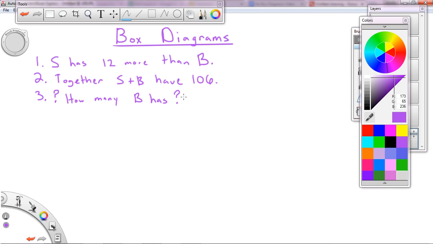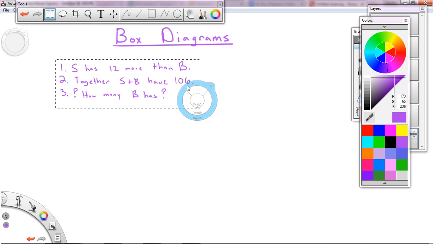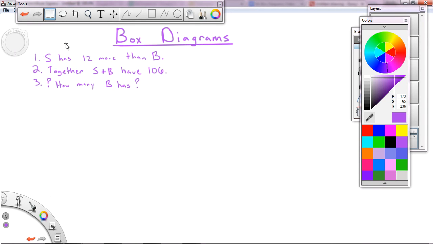So what we want to do here with our box diagram is draw a picture that visually represents all of this information. I'm going to shrink this down a little bit and move it out of our way. I want to draw a picture that has all of these things represented: Squints having 12 more than Benny, together them having 106, and then we're going to find how many Benny has. I'm going to start off with Benny's number of baseballs.